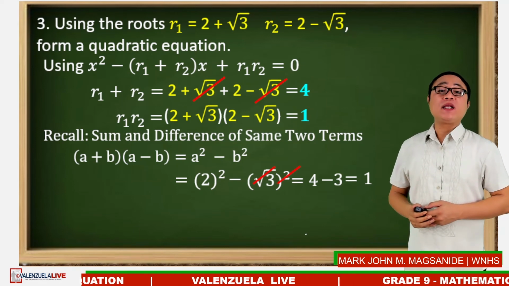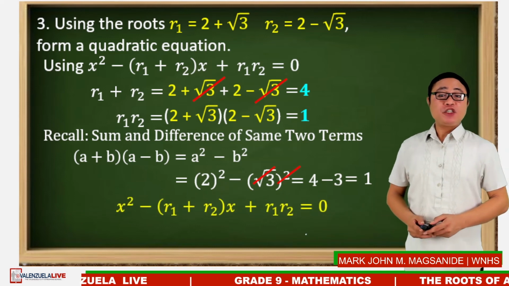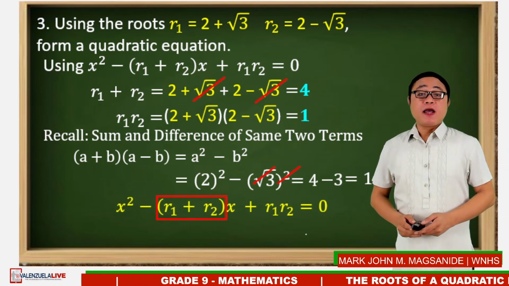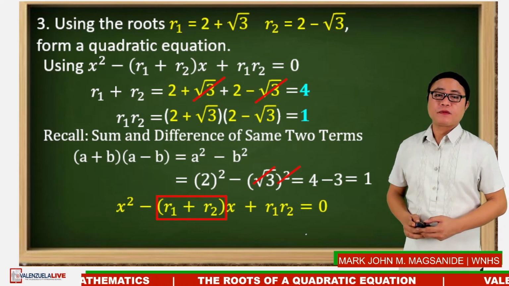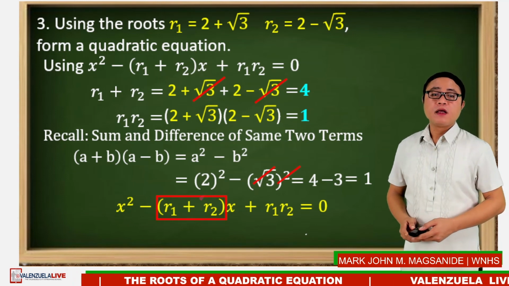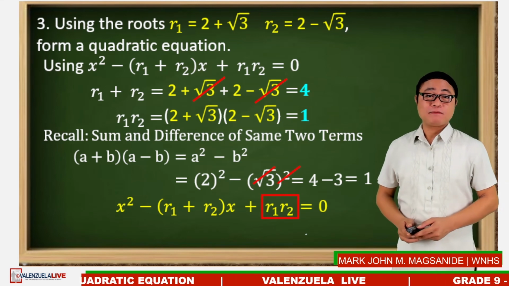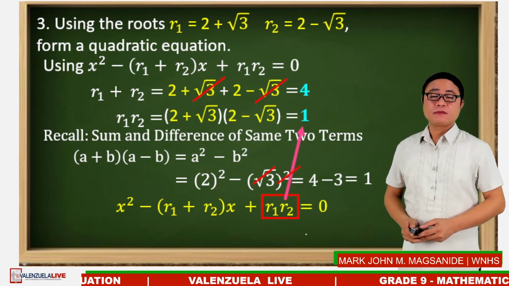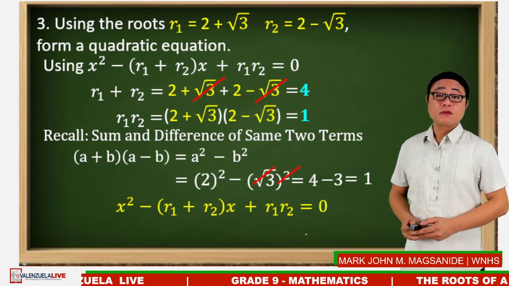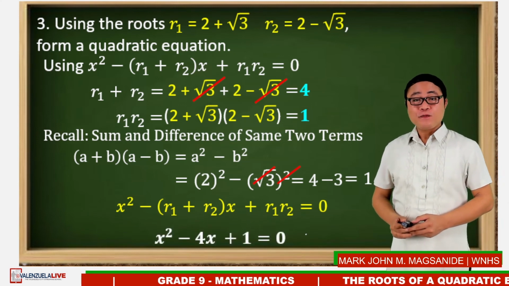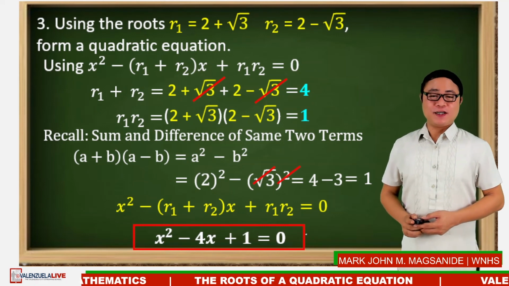Going back to this quadratic equation for sum of the roots, substitute 4. And for the product of the roots, substitute 1. The quadratic equation now that can be formed, what do you think? Okay, so I can see answers in the comment section. And that is equal to x squared minus 4x plus 1 is equal to 0.